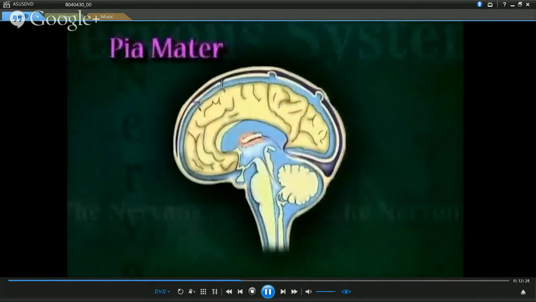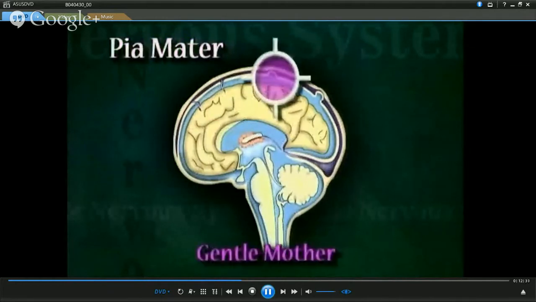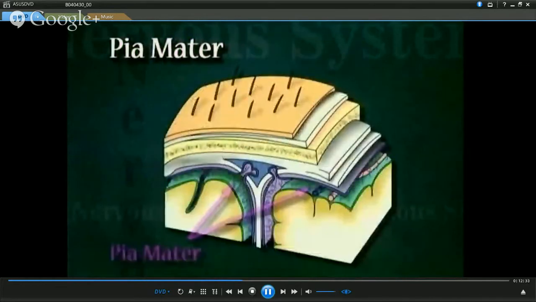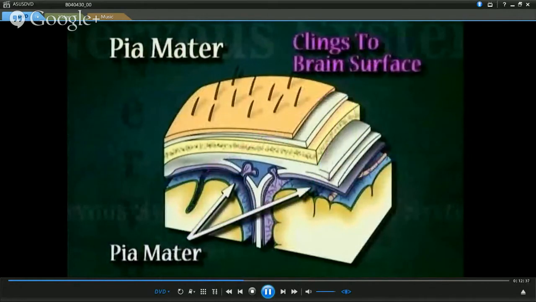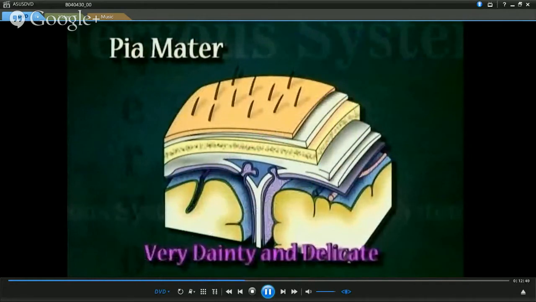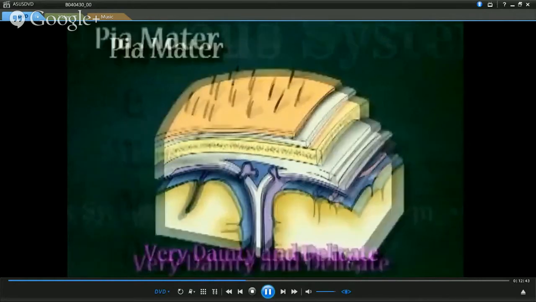The pia mater is known as the gentle mother. The pia mater is the innermost layer. It is heavily invested with small blood vessels and clings to the brain surface. It is very dainty and delicate. The pia mater has no business being in the army.